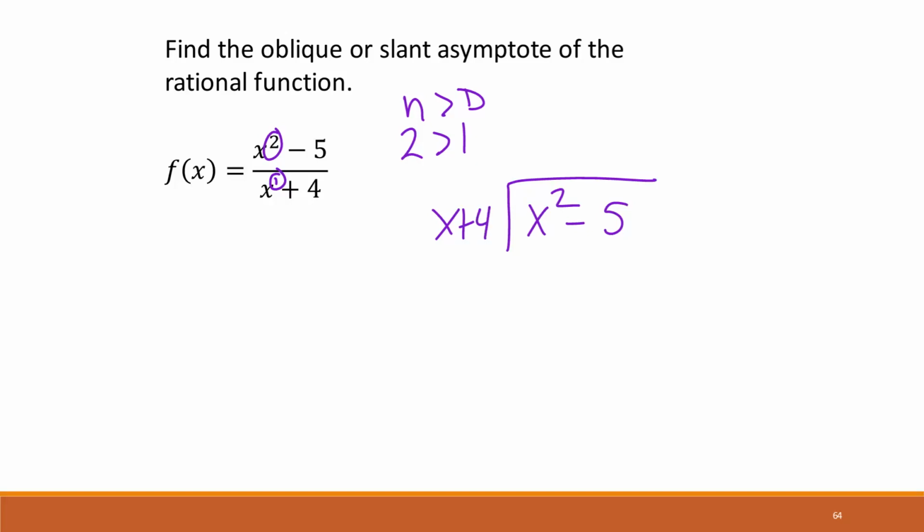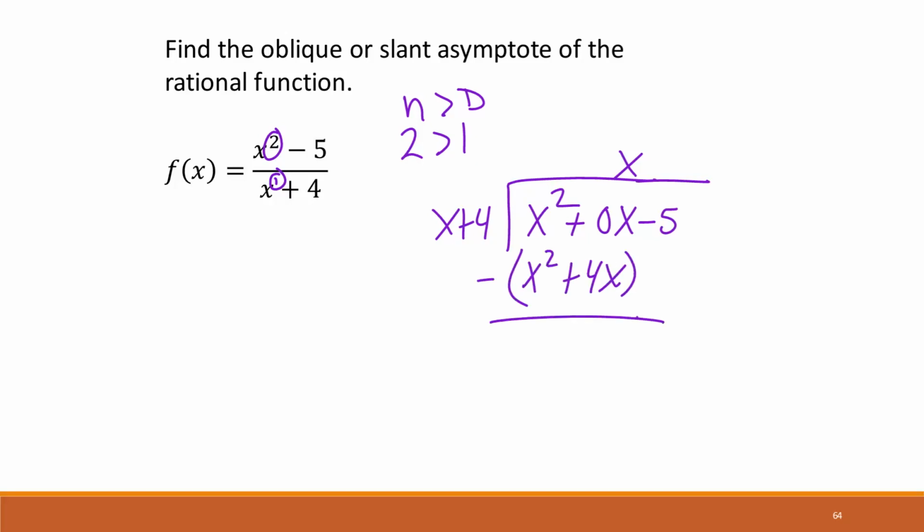We have to remember that when we do that, we have to fill in our 0 terms. We're missing a linear term, so 0x minus 5. This is what we're actually going to have to divide. Now we are just going to do division like we learned in the last lesson. To get x squared, I need to multiply by x. So I get x squared plus 4x, and that's being subtracted. So I get negative 4x. Bring down my minus 5. To make x a negative 4x, I multiply by negative 4.